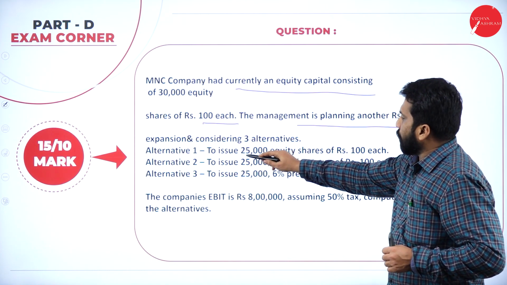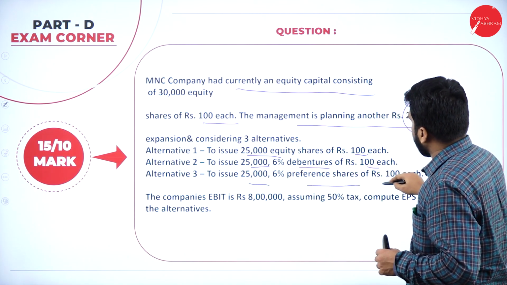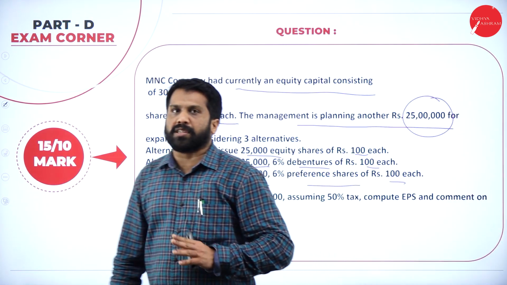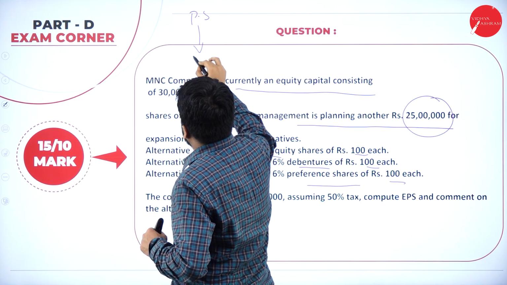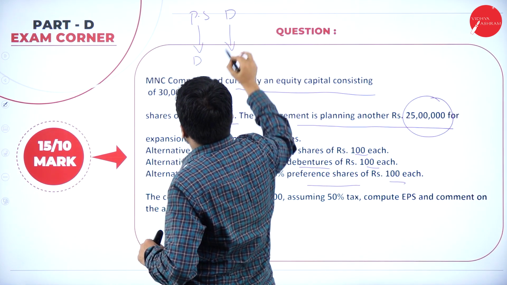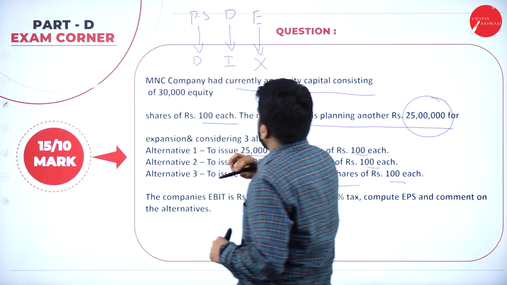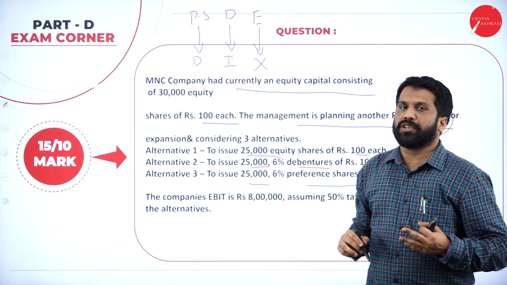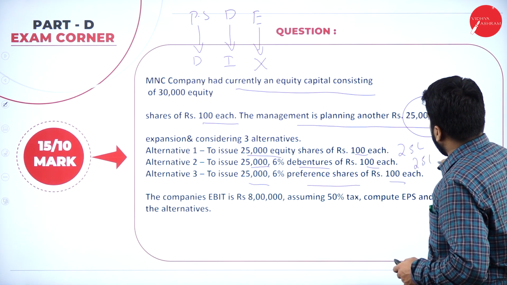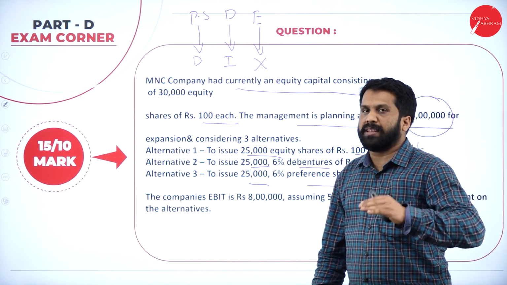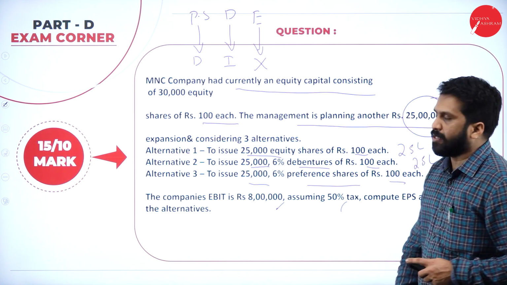Now, issue 25,000 equity shares of 100 each, 25 lakh debentures of 100 each, or 25 lakh preference shares of 100 each. While doing capital structure, always remember, wherever you have preference shares, we pay them dividend. Wherever we have debentures, we pay them interest. Wherever we have equity shares, nothing to pay, because whatever is left goes to equity shareholders. 25,000 into 100 is 25 lakh, and all three individually are 25 lakh. Now, what is your EBIT? 8 lakh, and the tax rate is 50%.